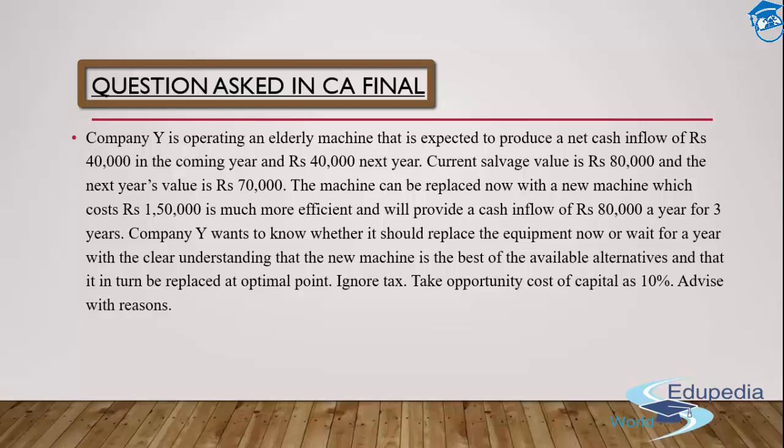That new machine is much more efficient, and it is going to provide us a cash inflow of rupees 80,000 a year for the next 3 years. Company Y wants to know whether it should replace the equipment now or wait for a year, with a clear understanding that the new machine is the best of the available alternatives and that it in turn will be replaced at the optimal point of time. We can simply ignore the taxes, and we need to take an opportunity cost of capital as 10%. Advice with reasons.